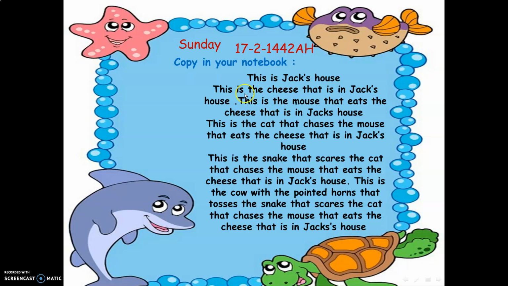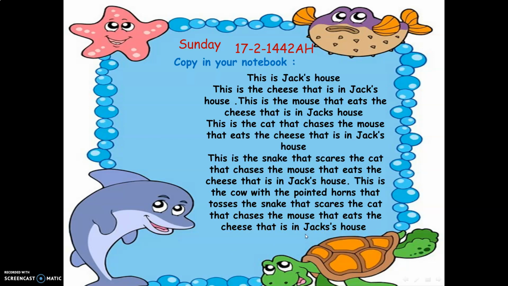This is Jack's house. This is the cheese that is in Jack's house. This is the mouse that eats the cheese that is in Jack's house. This is the cat that chases the mouse that eats the cheese that is in Jack's house. This is the snake that scares the cat that chases the mouse that eats the cheese that is in Jack's house. This is the cow with the pointed horns that touches the snake that scares the cat that chases the mouse that eats the cheese that is in Jack's house.